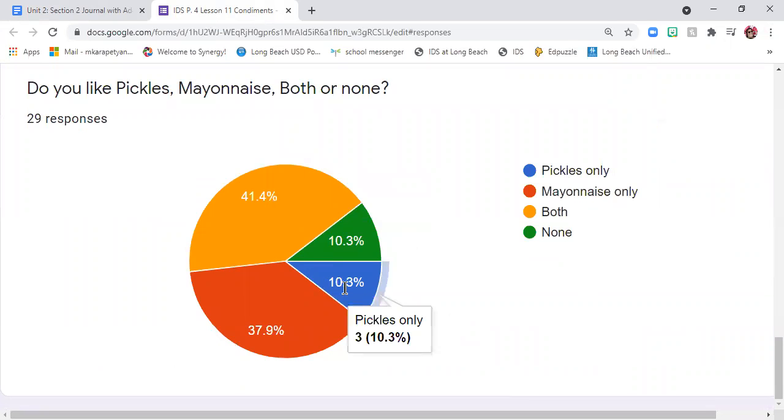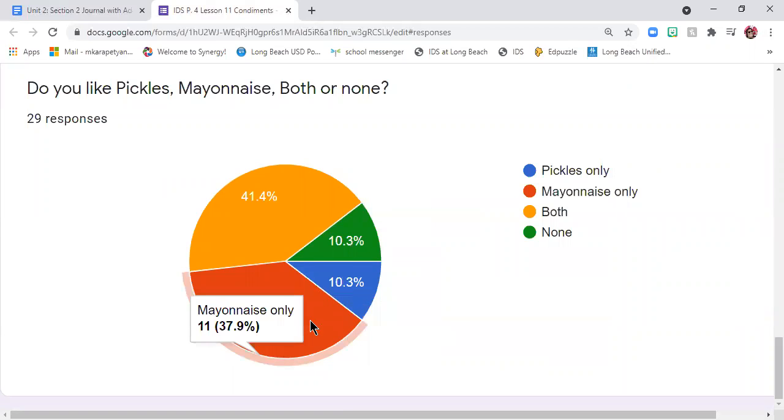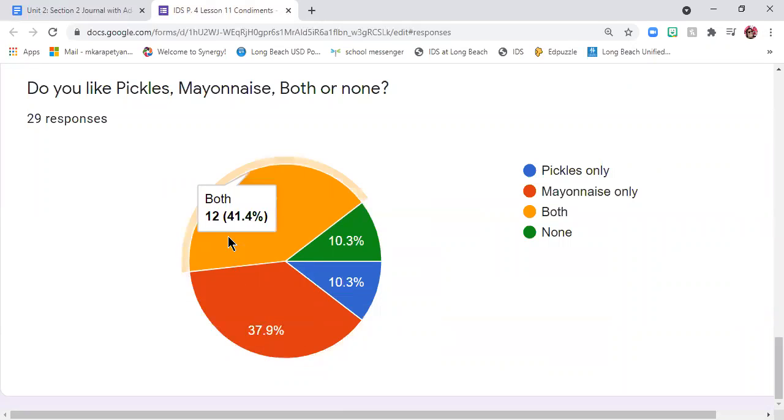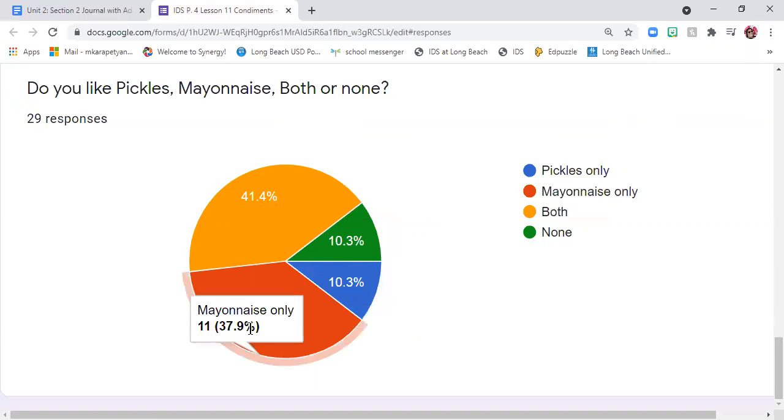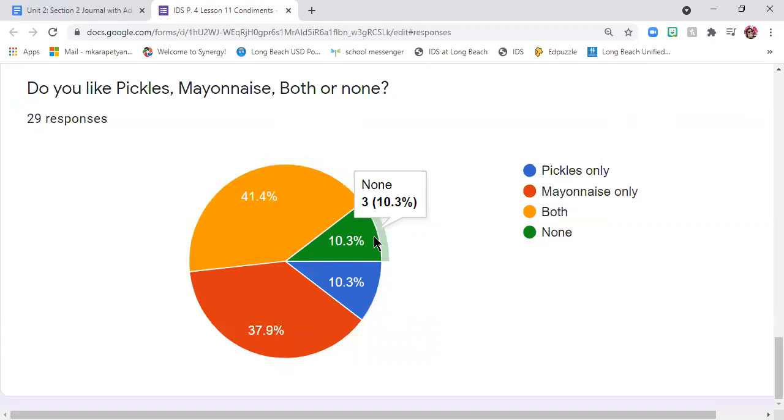So pickles only is blue. 3 people said pickles only, okay? Mayonnaise only is red, and 11 people said mayo only. Both was 12 people, and none was 3. Okay, so we have 3, 11, 12, and 3. Yes? Okay, so I'll say that one more time. 3, 11, 12, and 3.